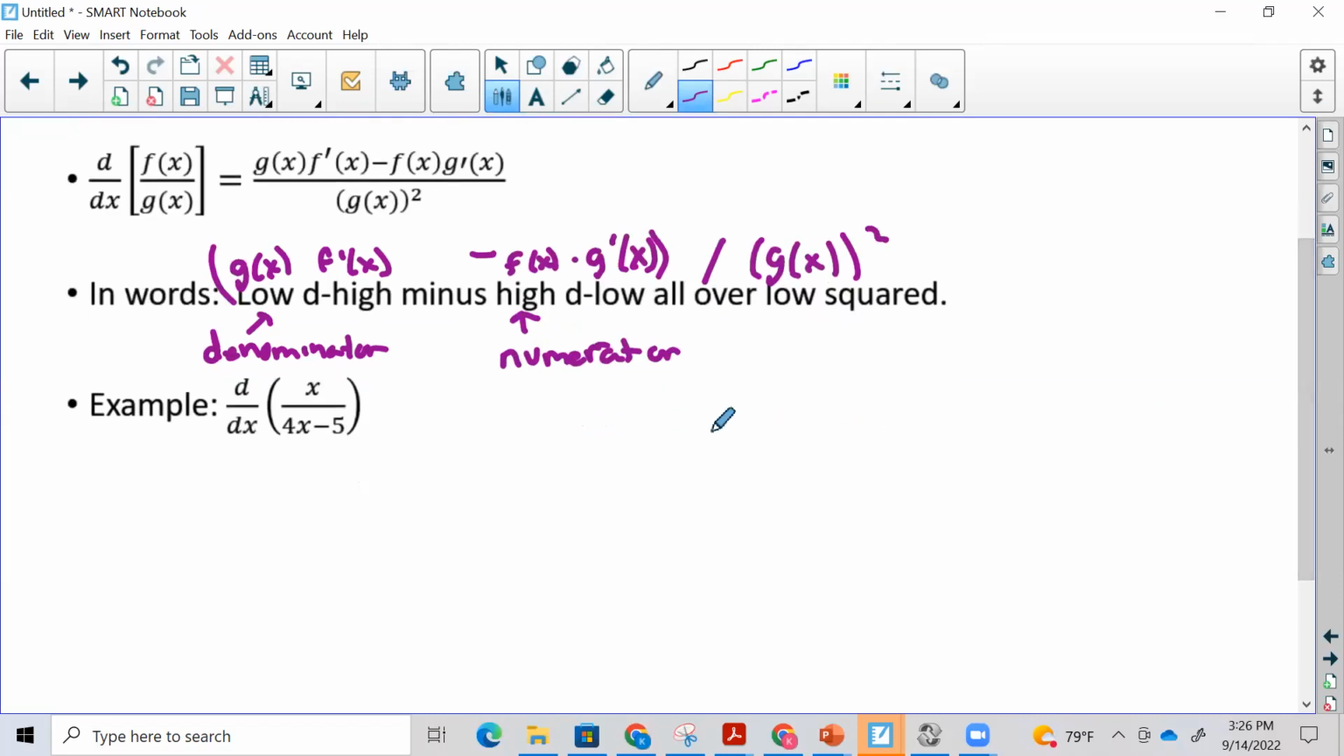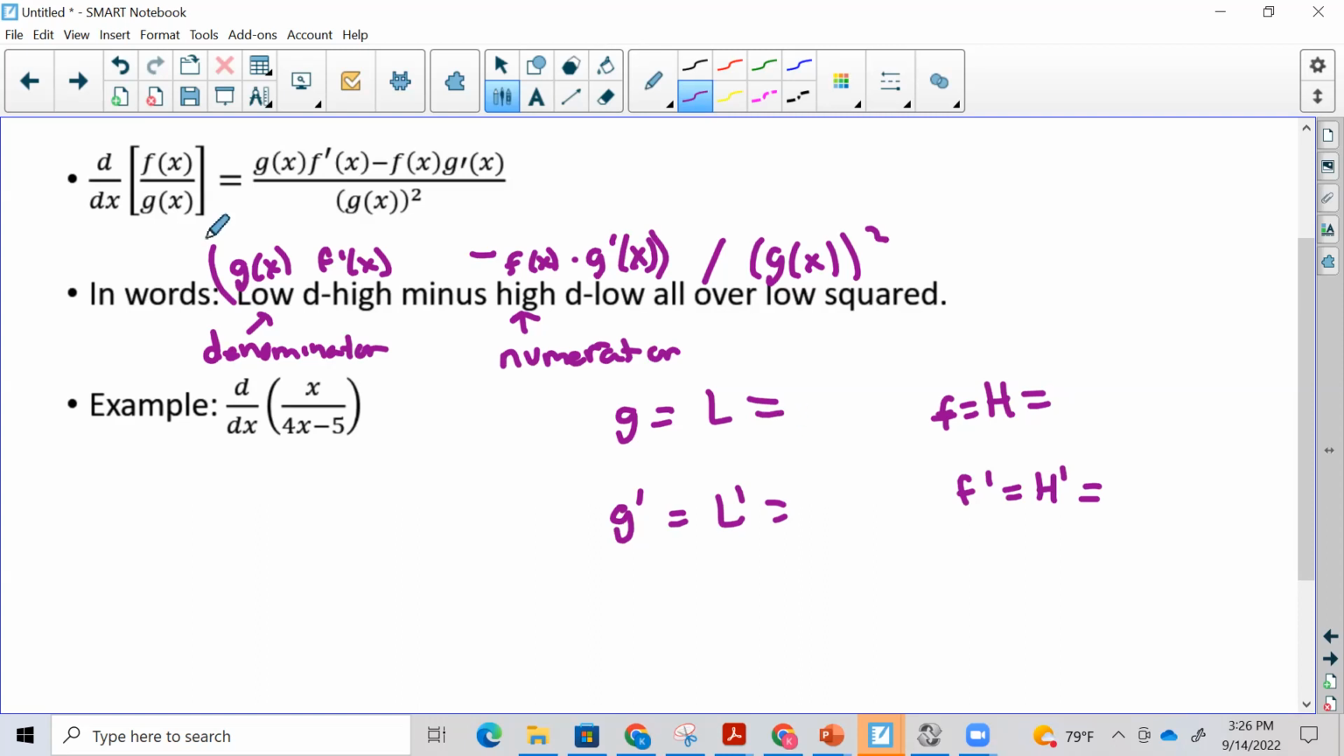So when I write the pieces, I usually write low and high, because that's how I remember it. But again, you can always write low, which is g, and I would always put that first because that's what you're starting with, and high, which is f. And then we're going to take the derivative of g, or the derivative of the low function, and we're going to take the derivative of f, or the derivative of the high function, kind of like the product rule. It's just a different order.